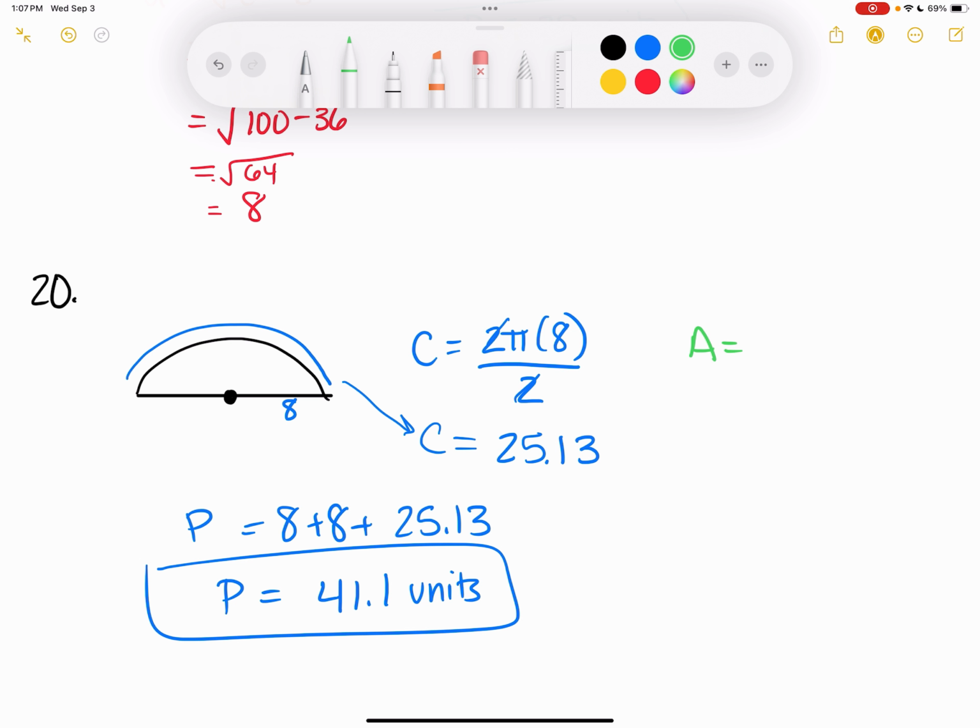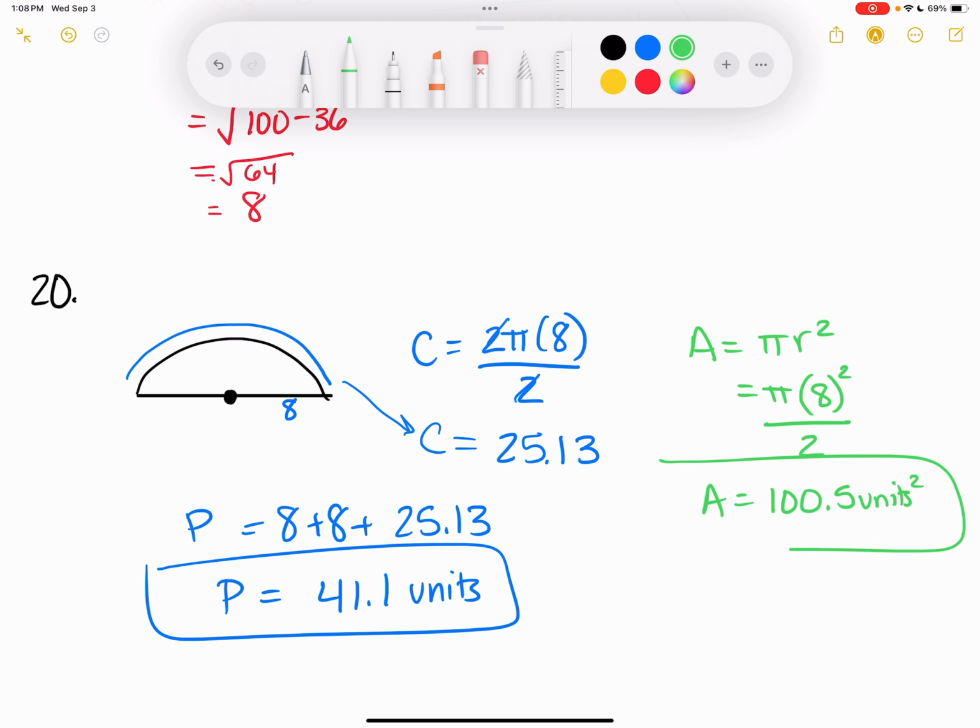All right, so area is pi r squared. So this is pi times the radius, 8, squared. I need half of it, so I'm going to do over 2. So that's going to be 64 times pi divided by 2. And so my area is going to be 100.5 units squared. All right, any questions on those? Those are all ones where they've given us a picture.